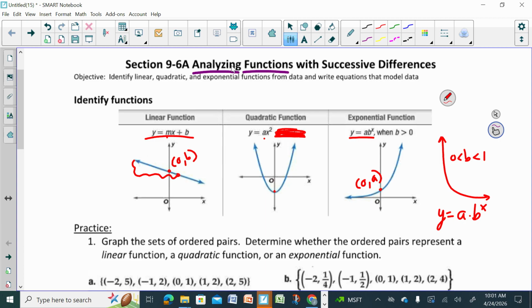In the quadratic, a represented how wide or how narrow it is. So it's not where it crosses anywhere. We're not going to worry about where it crosses because it's going to cross at 0. It's going to be a very simple quadratic. So we have 3 objectives.